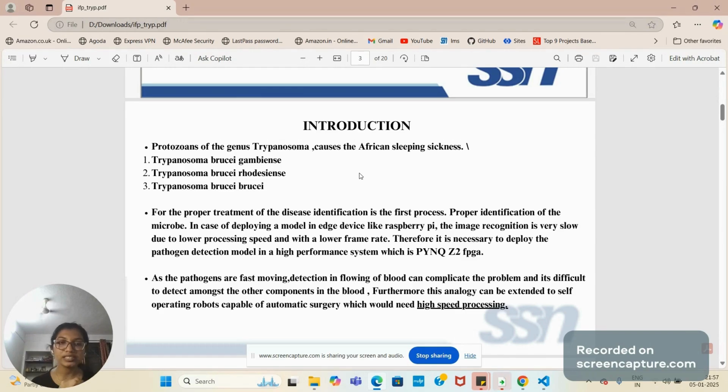As the pathogens are fast moving in blood, detection in flowing blood can complicate the problem, and the presence of other components in the blood can also lead to an increased need for precision and accuracy. Furthermore, on the success of this study, this approach can also be extended to other time critical applications in medicine, such as surgery and the detection of rupture of arteries, etc., for high speed processing.